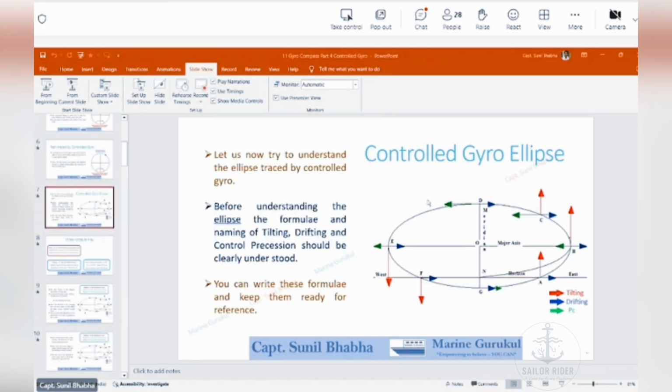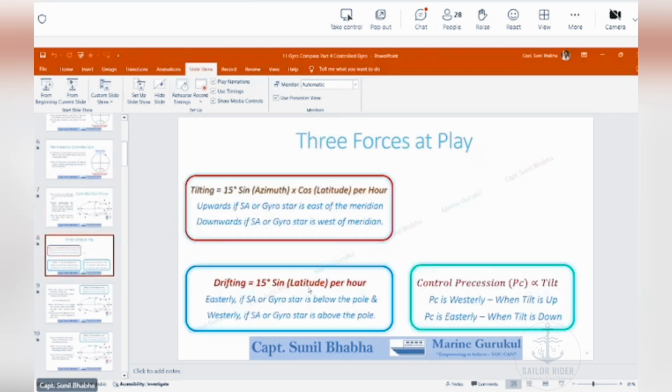Yes, sir. Okay, now let's check its formula. The formula says that drifting will be easterly if the spin axis or gyro star is below the pole. If the spin axis and gyro star are below the pole, drifting will be easterly, right? Now I'm going back to the previous slide.